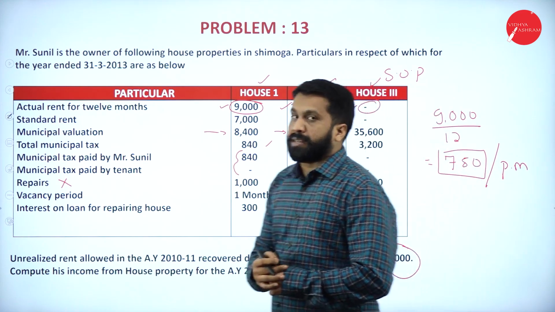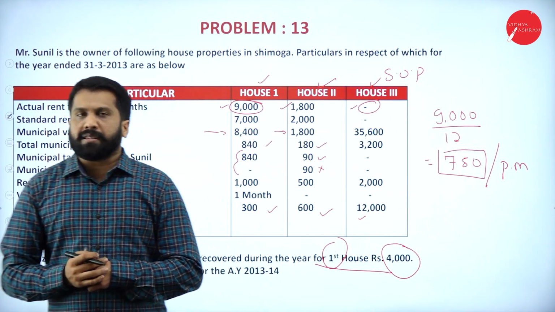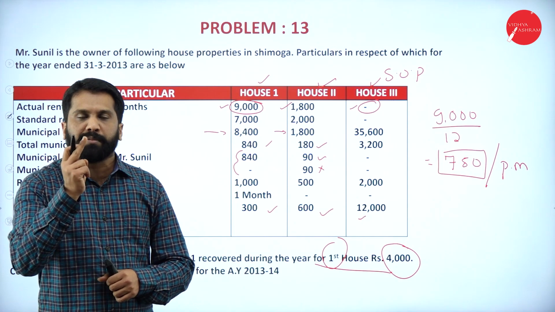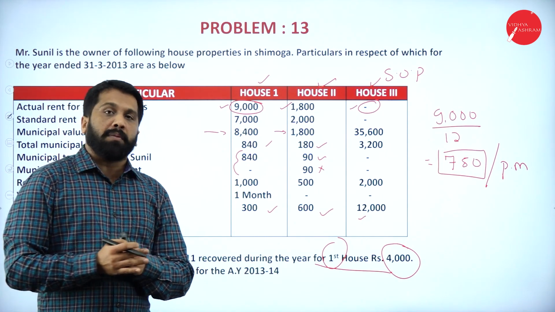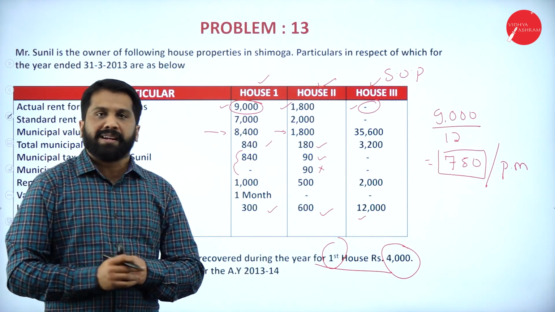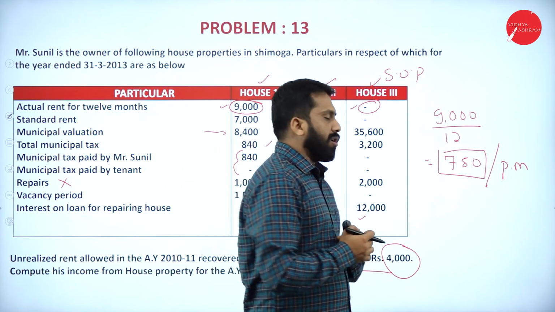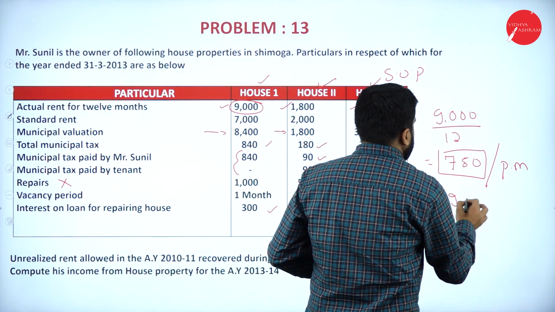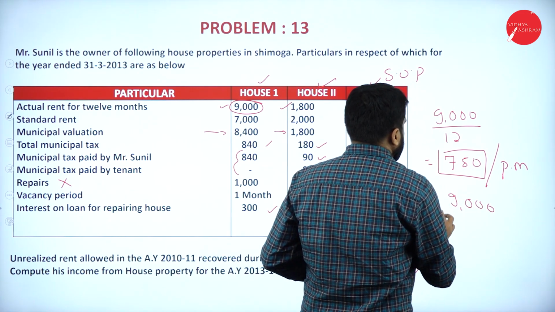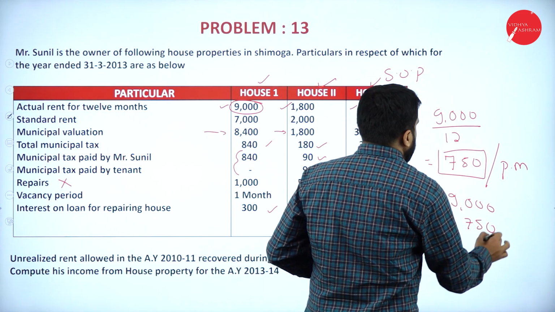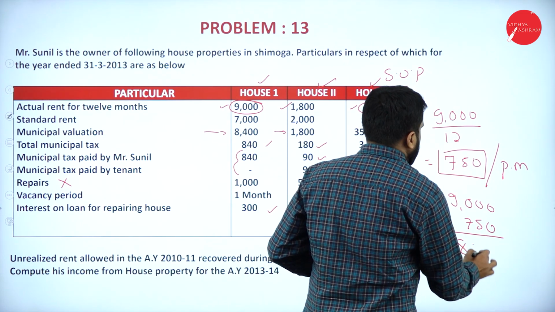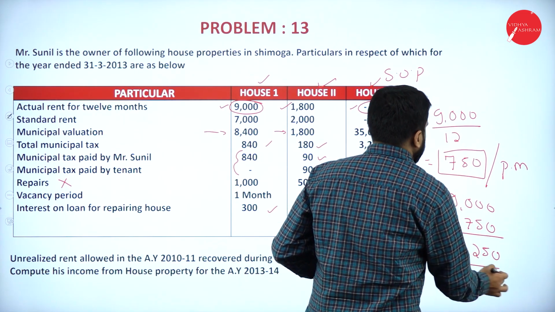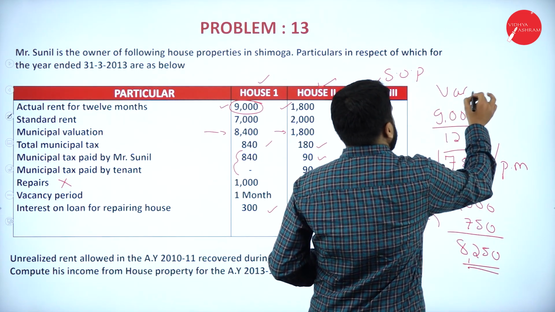750 per month rent. How many months was it vacant? 1 month it was vacant. How many months was it occupied? 11 months it was occupied. Now, very simple. Your 9,000 minus 750 will be 8,250. This is for vacancy.